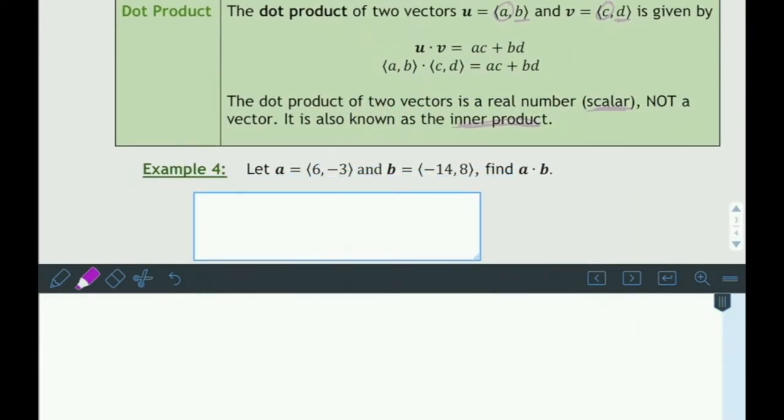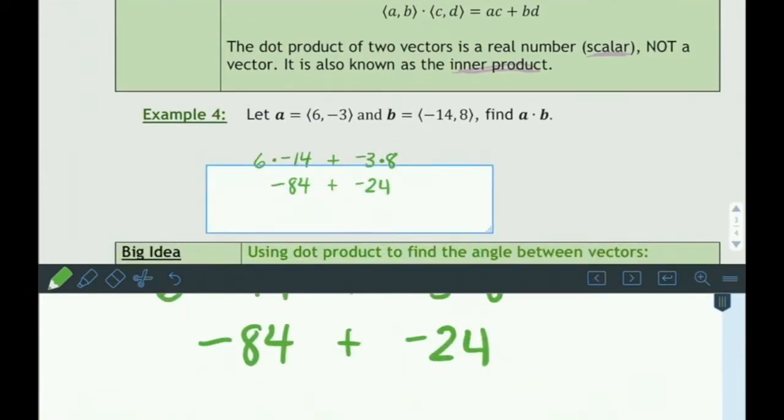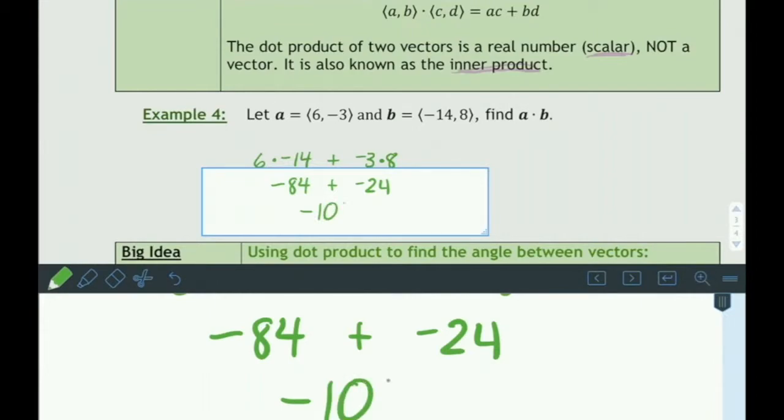So if you want the dot product of vectors A and B, you're just going to be taking your two horizontal components, so 6 times negative 14, your two vertical components, multiplying them together, negative 3 times 8, and then you're going to add the results. So if you take 6 times negative 14, I am doing this in my calculator, you get negative 84, you get negative 24, and then if you add them together, you get a dot product of negative 108.